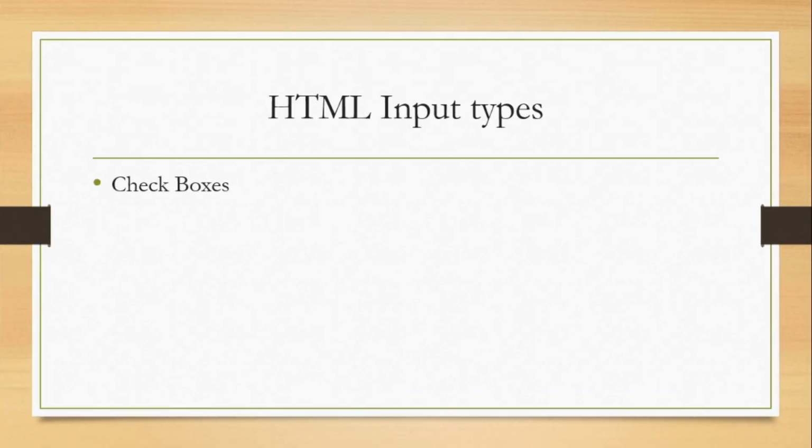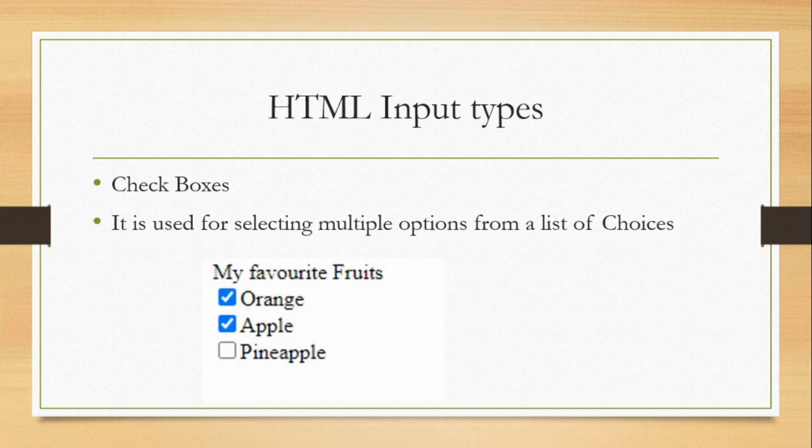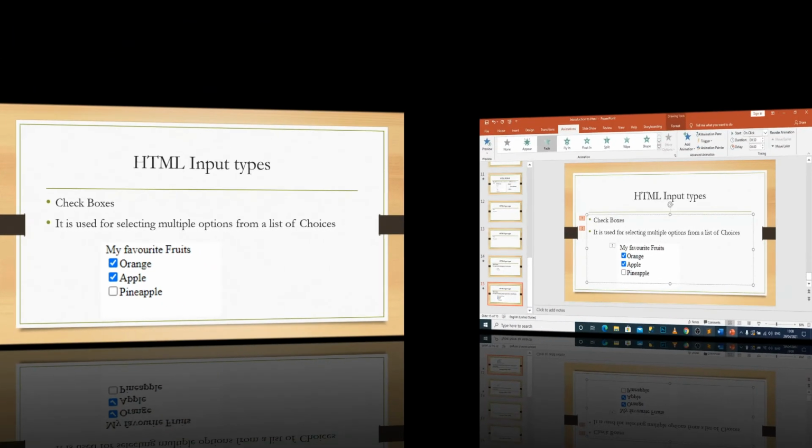Now let's look at checkboxes. Checkboxes are used for selecting multiple options from a list of choices. Unlike the radio button, which allows the user to select one option from a number of choices, checkboxes allow the user to select multiple options. Taking for example my favorite food, the user has the privilege to select either three, two, or one. So let's look at how this can be done in HTML.